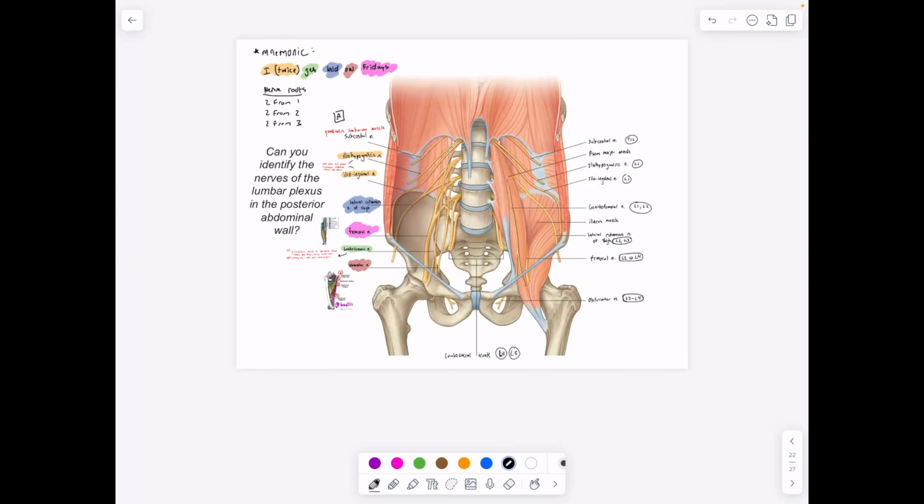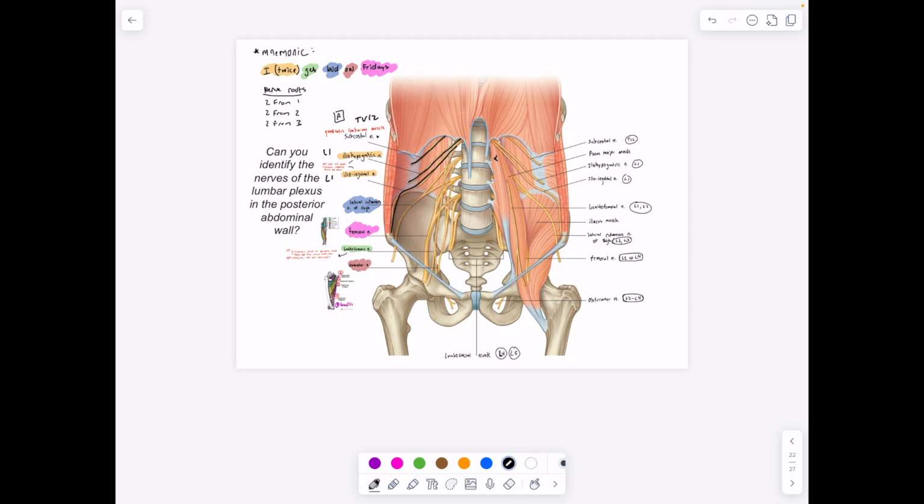So what does this look like on our actual posterior abdominal wall? Again, these form in the psoas major, and we have our nice mnemonic. Starting with TV12, we have the subcostal nerve, which goes to quadratus lumborum. We can see that right there. Then we have I twice: the iliohypogastric and then the ilioinguinal, and 2 from 1. So this is L1, L1. This is TV12. Then we have get laid.